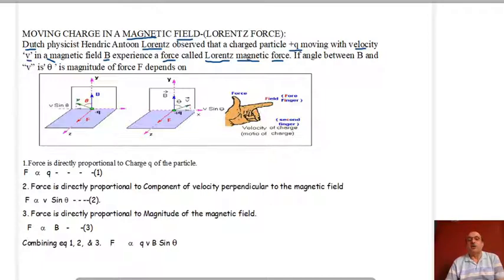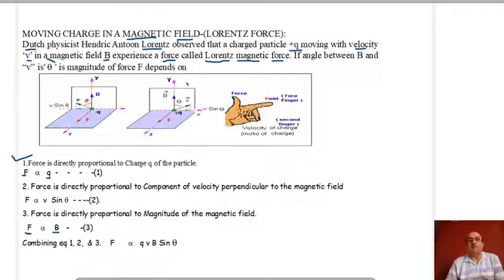This Lorentz magnetic force depends on, number one, the amount of charge. So force is directly proportional to charge. And this Lorentz force also depends on the amount of magnetic field. More the magnetic field, more the amount of force. At the same time, it also depends on the velocity component.